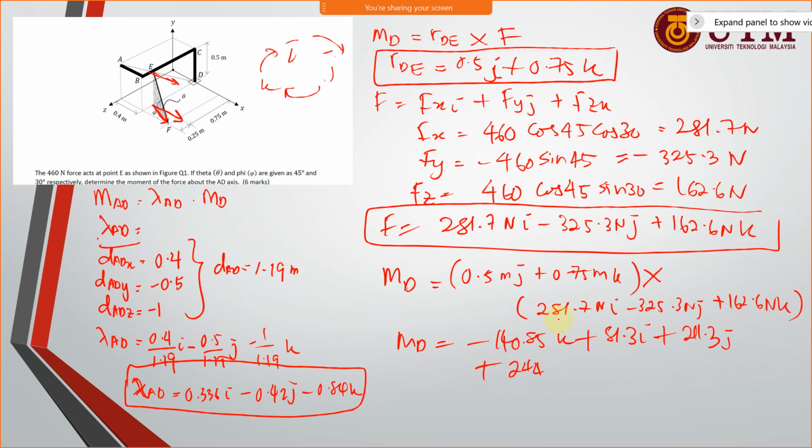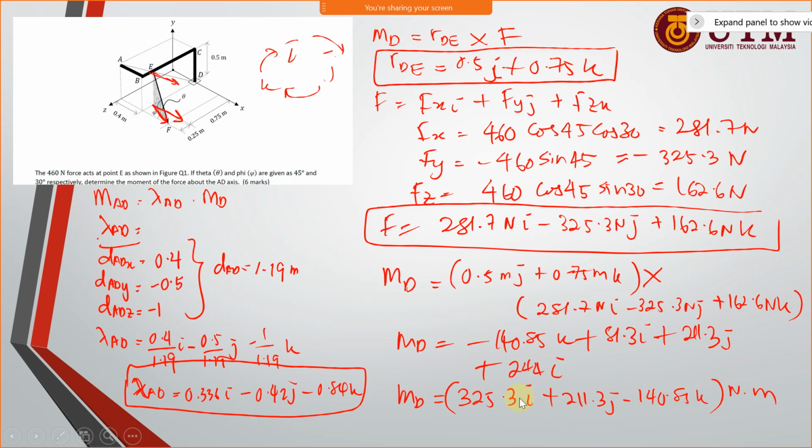244 K cross J jadi berapa? I positif. K cross K is 0. Then our MD must be I ada 2. 244 tambah 81.3, 325.3 I. And then tambah 211.3 J tolak 140.85 K Newton meter. Okay, clear? So this is our MD.